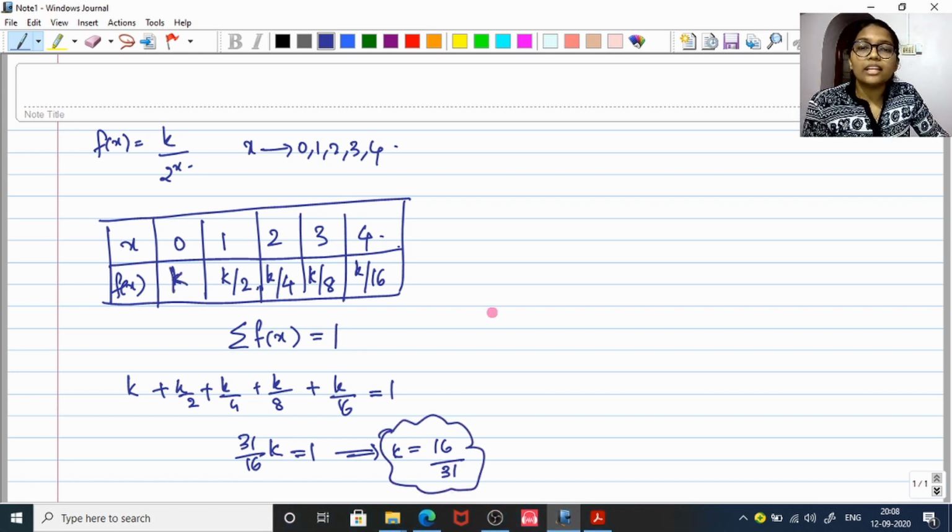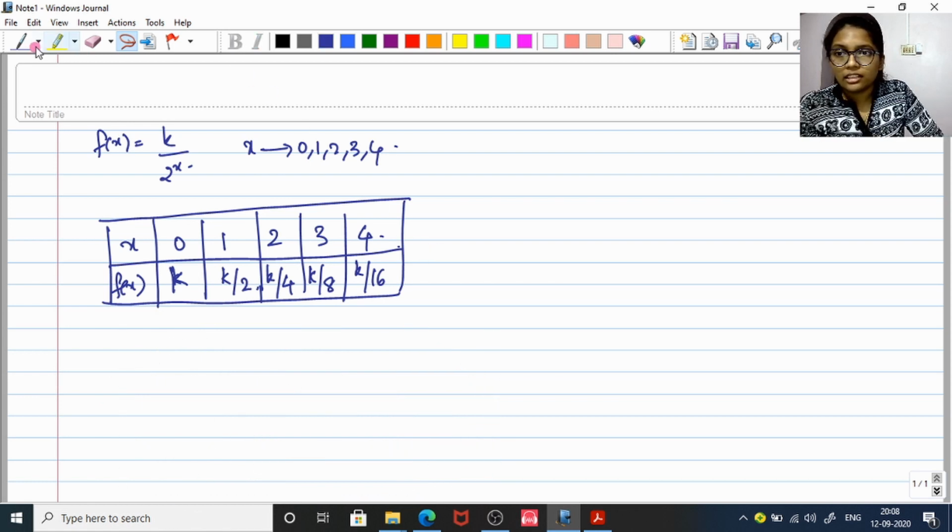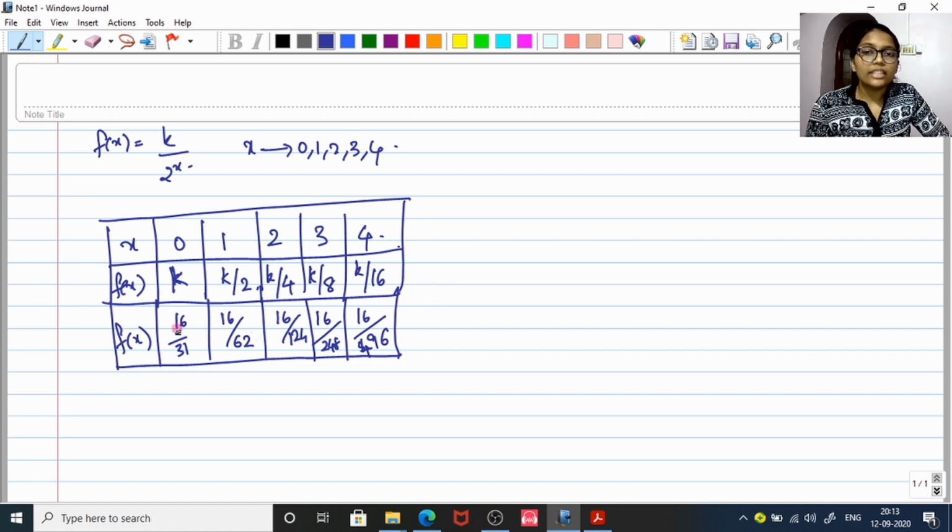Next you have to find the cumulative distribution function. For that you have to fill this k value, 16 by 31, onto this table. 16 by 31. Next is 16 by 31 divided by 2 which is 16 by 62. Then 16 by 124. So these are the values filled up.